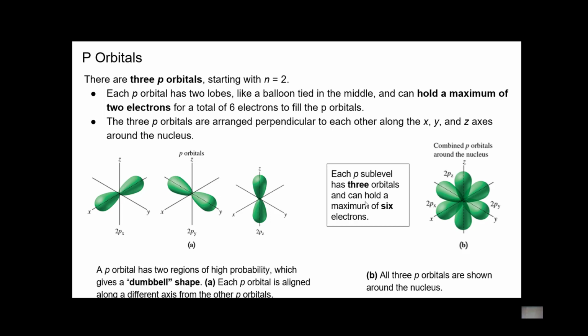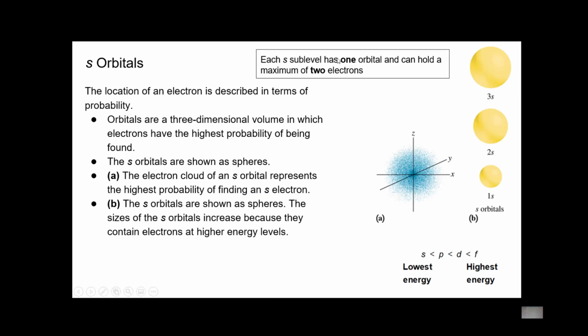Each orbital looks like a lobe or a dumbbell shape, and they're all positioned on the axis of X, Y, and Z. So that's why you see one's on X, one's on Y, and one's on Z. But when you combine them, they all fit into this flower-looking kind of thing. And again, if you saw, these would be little density clouds, and these were the highest probability of where electrons are found.